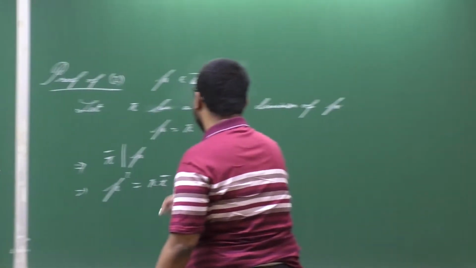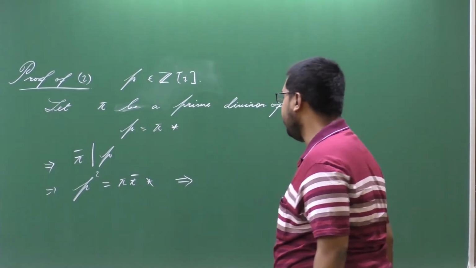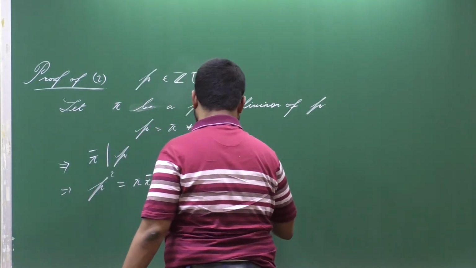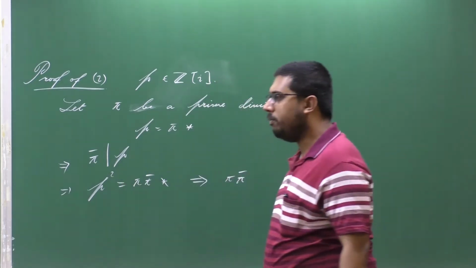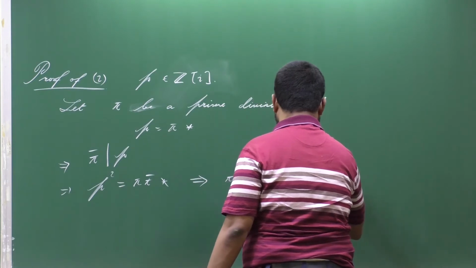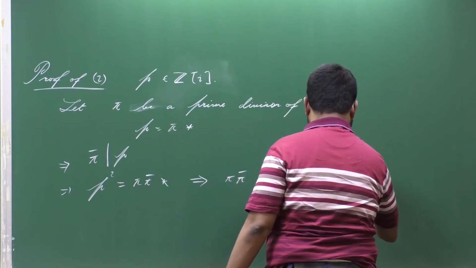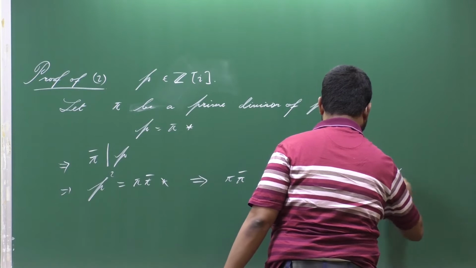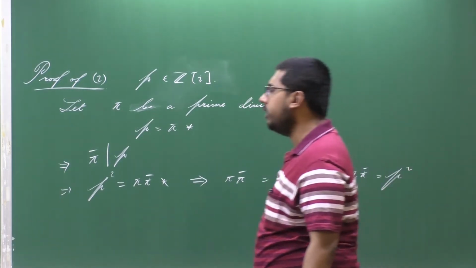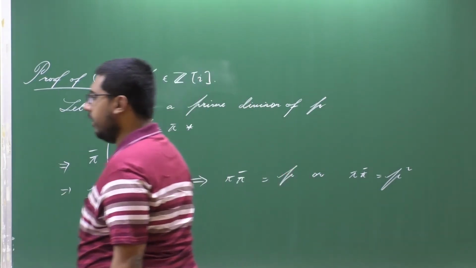So, what do you obtain from here? Since pi pi prime is either a prime or a square of a prime, we can have only this or pi pi prime will be p squared. We do have only these two choices in view of part 1.